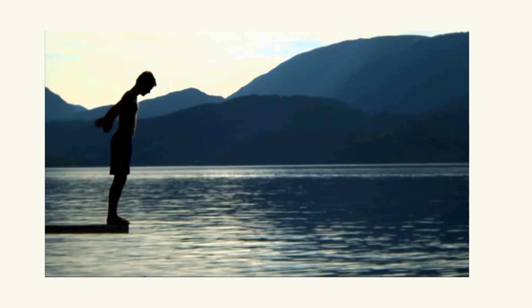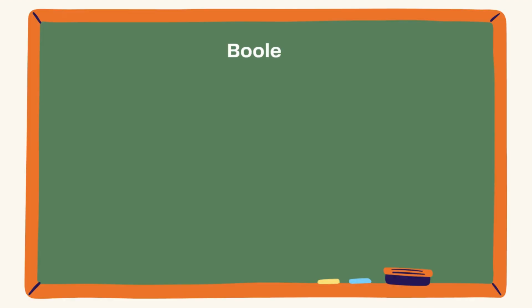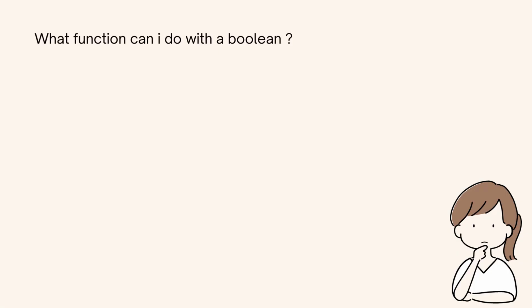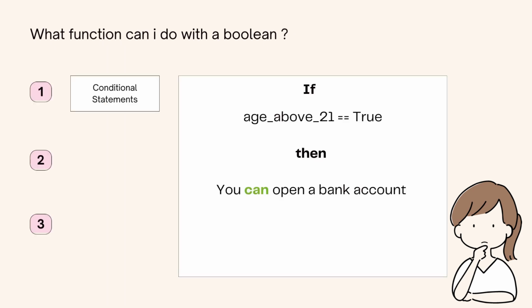Now let's dive into the final data type, which is Boolean. So Boolean is a data type that can have only 2 possible outcomes. So it's either true or false, 1 or 0, or yes or no. So what functions can I do with a Boolean? Let's start with conditional statements.